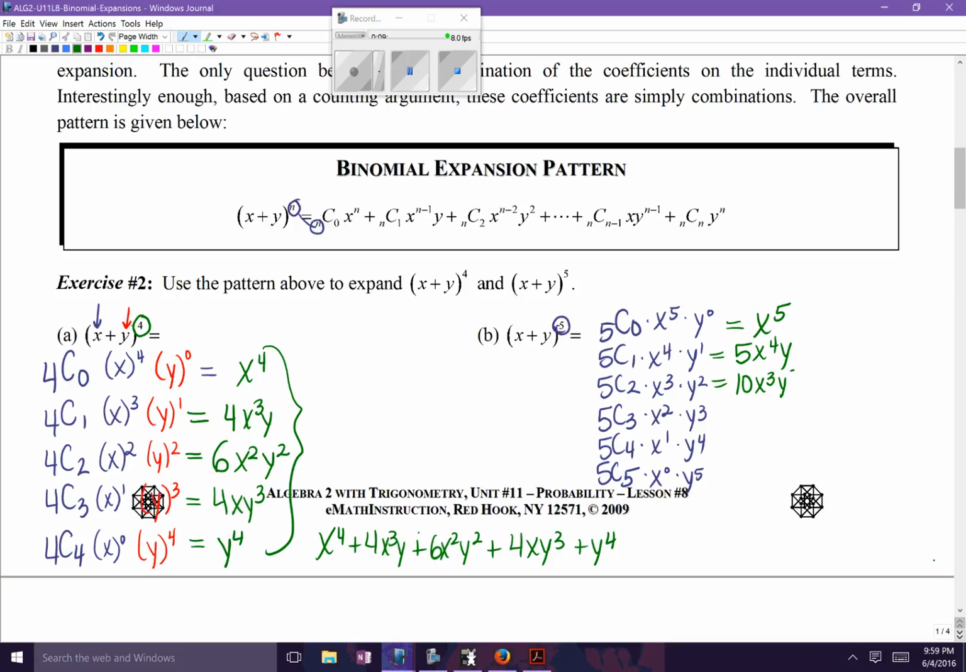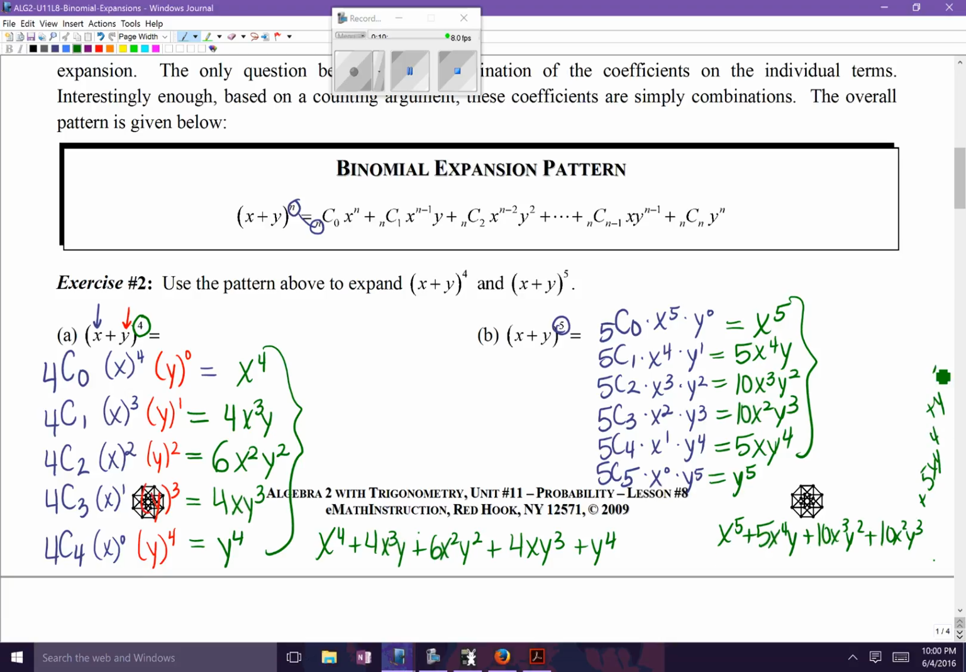And remember, I am putting these values in my calculator with the math going over to PRB, down to choice 3, and picking nCr. This one is 10x squared y to the 3rd. This one is 5xy to the 4th. And then the last one, 5 choose 5 is 1, x to the 0 is 1, y to the 5th. And if I write all these guys out, I get a value of x to the 5th plus 5x to the 4th y plus 10, and I'm writing kind of small. Sorry about that.